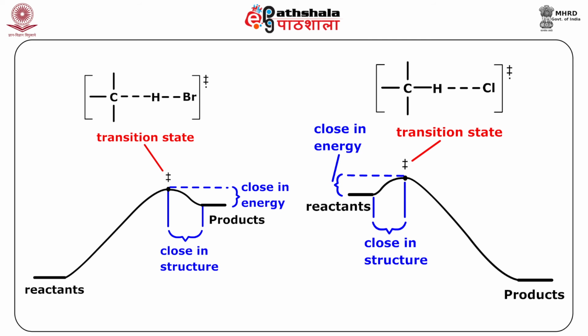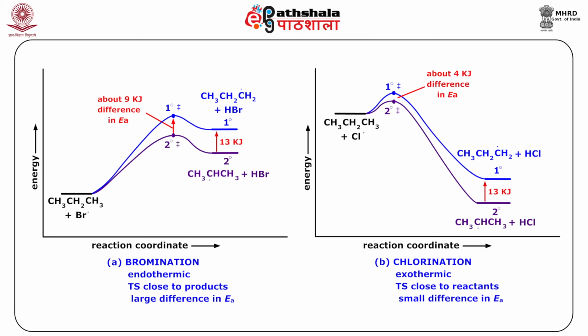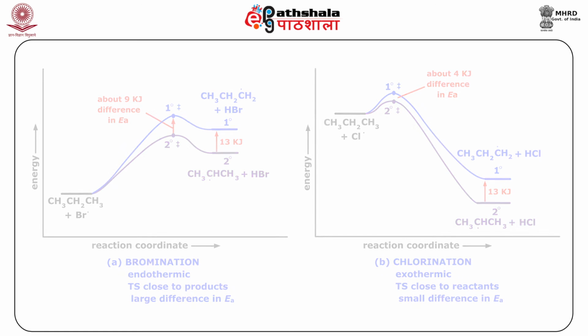Now, this is easily seen in the comparison between chlorination and bromination in this figure. The transition states forming the primary and secondary radicals for the endothermic bromination have a larger energy difference, 9 kilojoules, than those forming for the exothermic chlorination, that is 4 kilojoules. However, the energy difference of the primary and secondary products formed in chlorination and bromination is the same, amounting to 13 kilojoules.